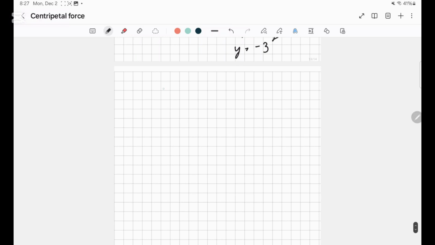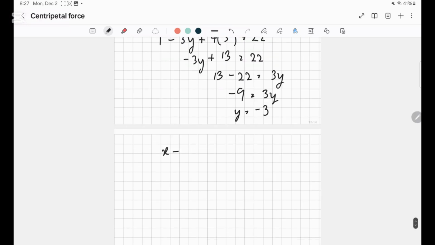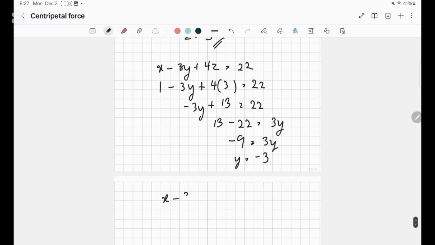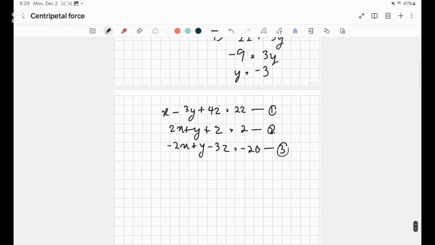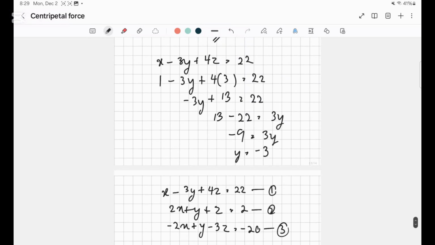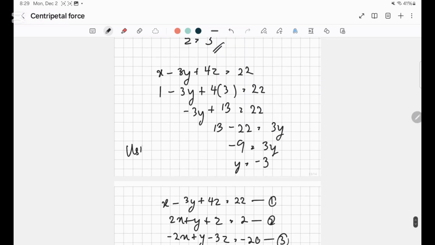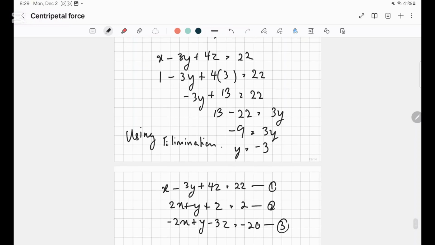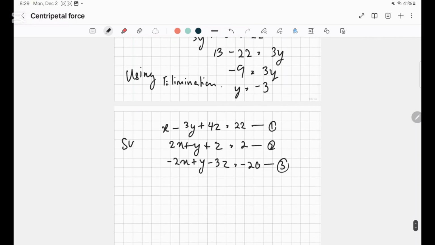So I write x minus 3y plus 4z equals 22. So I wrote the three equations down again. So I'll just write elimination here. And here we're going to use substitution. So I'm just going to write sub.